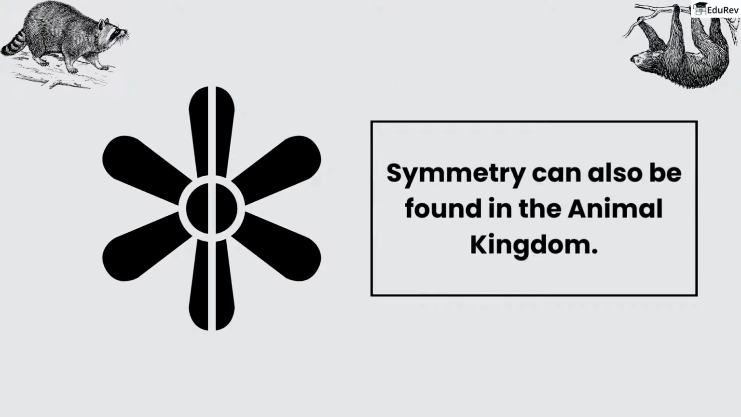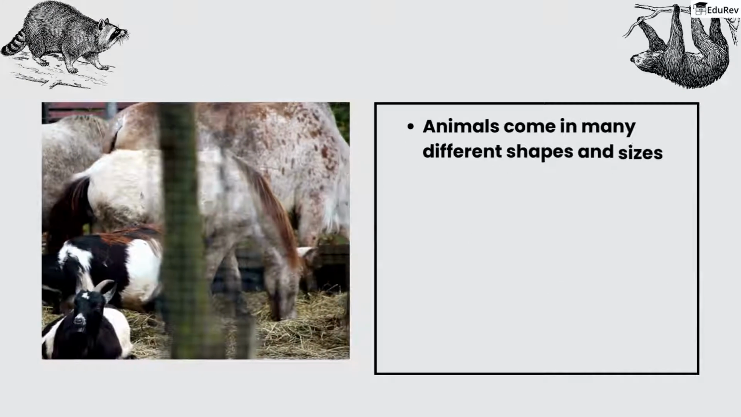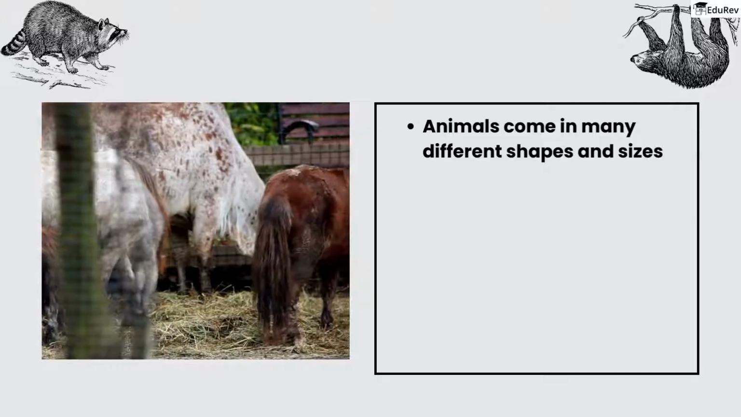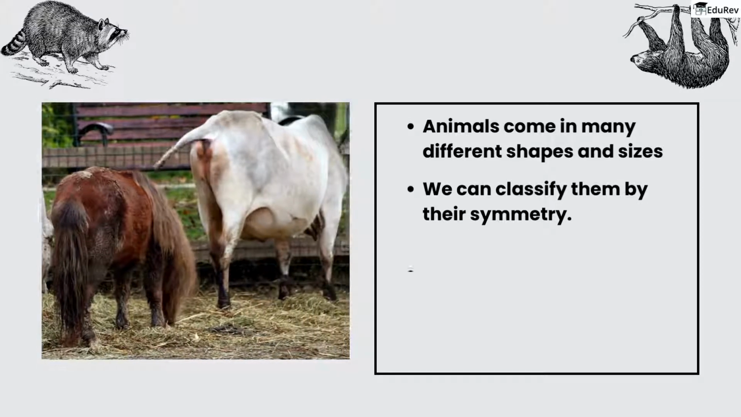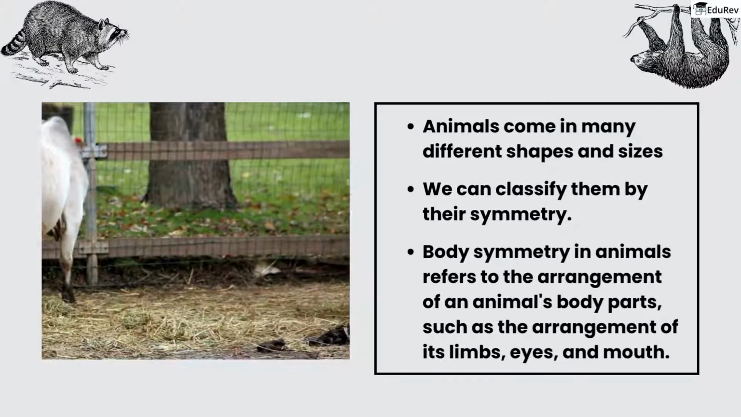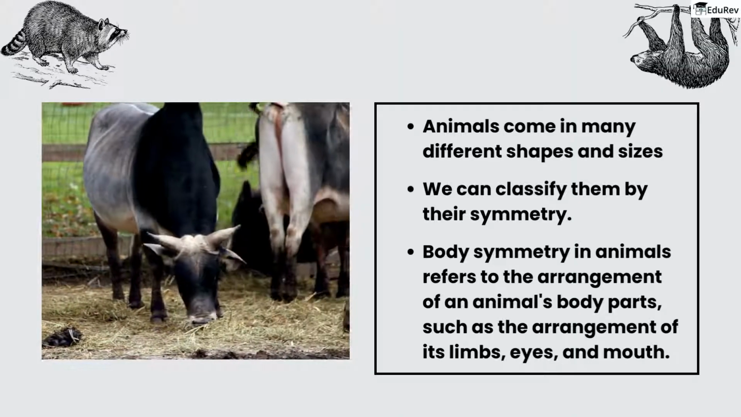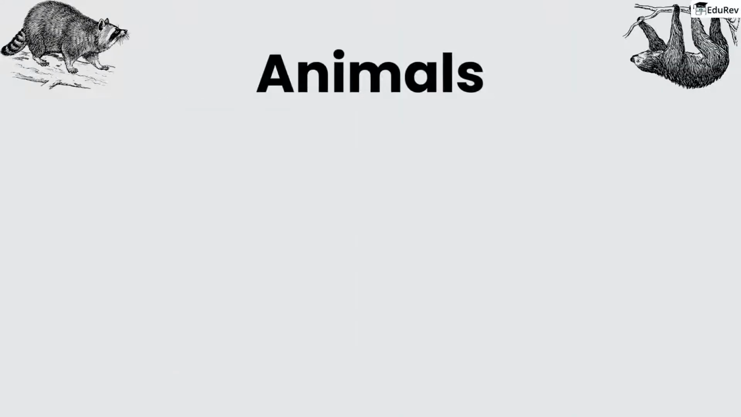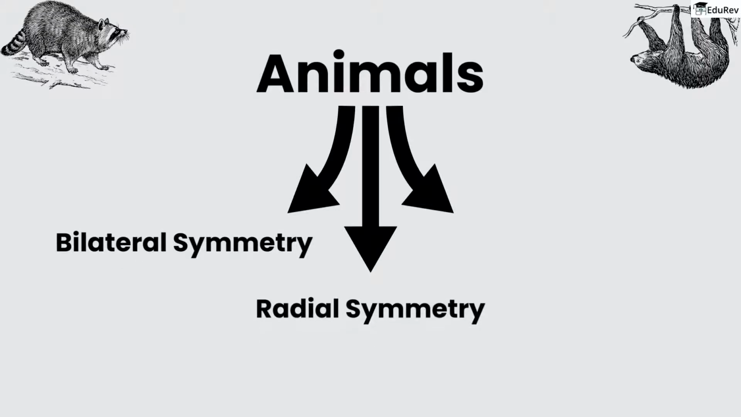Likewise, symmetry can also be found in the animal kingdom. Animals come in many different shapes and sizes, and one way we can classify them is by their symmetry. Body symmetry in animals refers to the arrangement of an animal's body parts, such as the arrangement of its limbs, eyes, and mouth. Generally, animals show three types of symmetry: bilateral symmetry, radial symmetry, and some animals are asymmetrical.